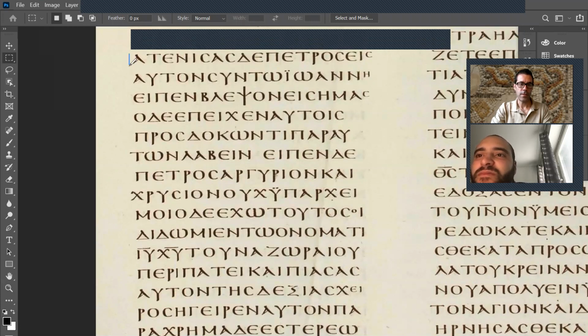All right, we're going to start from here, and this phrase. So these three lines. Athenisas de Petros eis auton syn to Ioanne eipen blepson eis hemas.